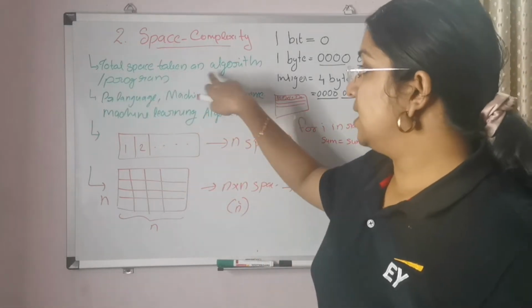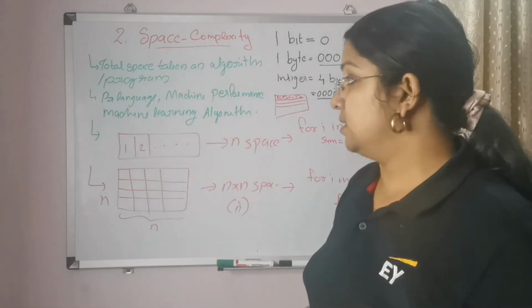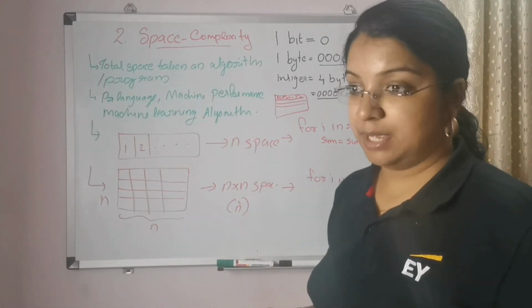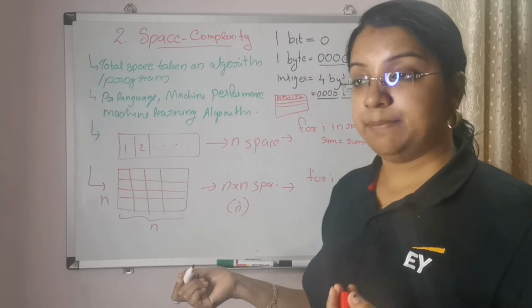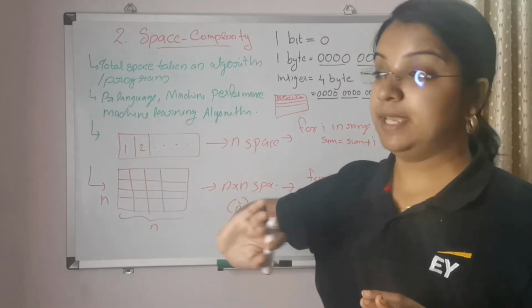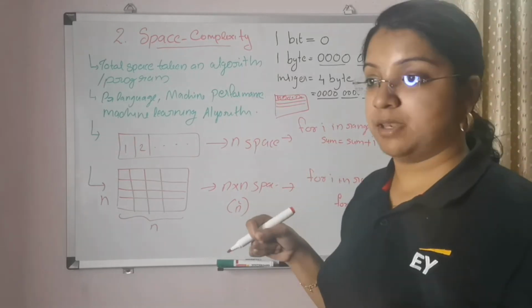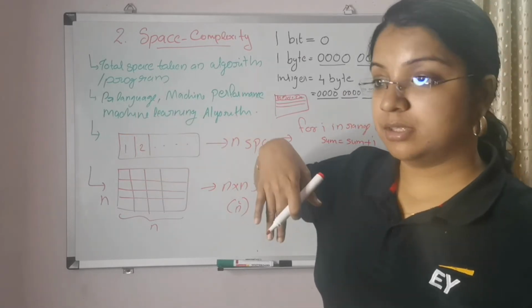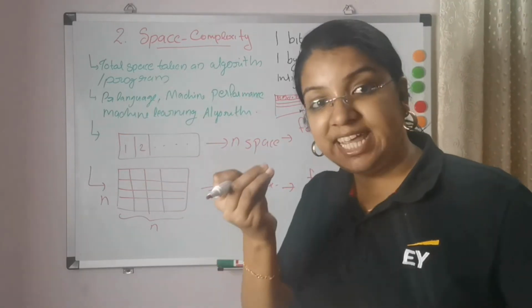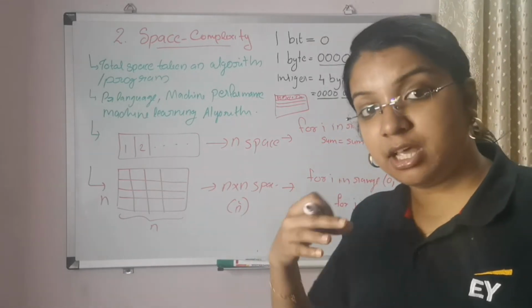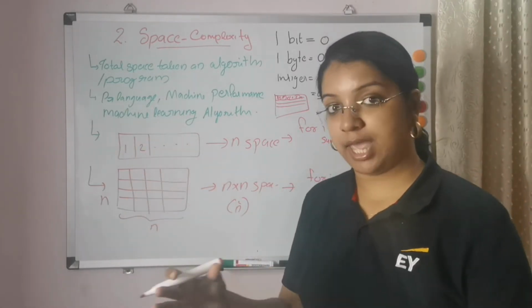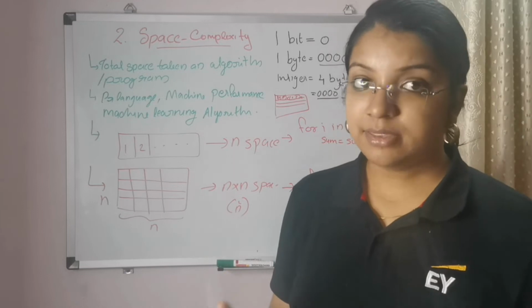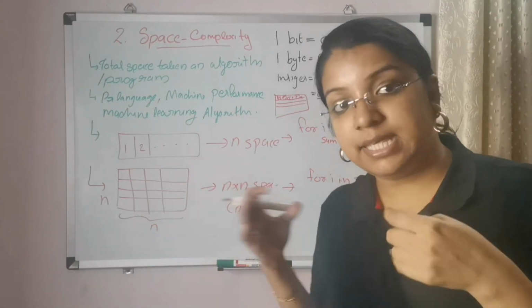The total space taken by an algorithm is called the space complexity. Space complexity mainly depends on the programming language, such as C, C++, and Python, and on machine performance. Some algorithms take less space, but some take a lot of space. We will discuss that later: which algorithms take less space, which take more space and give faster output. There are a lot of criteria like that.